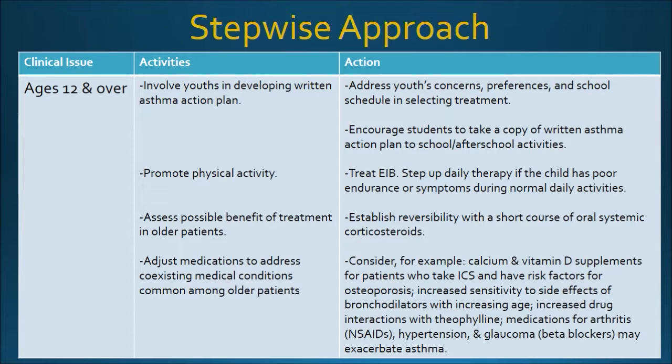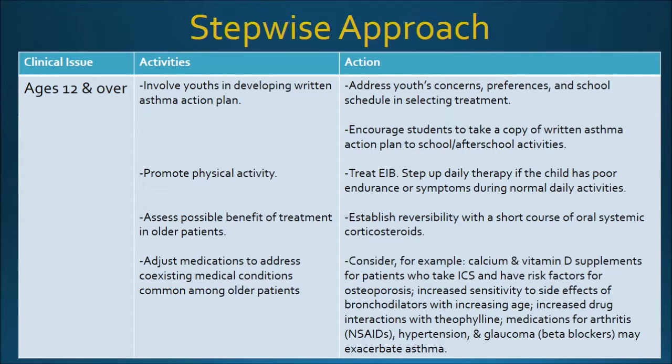Next age group is ages 12 and over. We'll involve youth in developing a written plan as well. Same as the previous age group, we'll address their concerns, preferences, and school schedule. And we'll also encourage them to take a written asthma plan with them to school and after-school activities. We're going to promote physical activity for them as well. We're going to step up the daily therapy if the child has poor endurance or symptoms during normal daily activities.